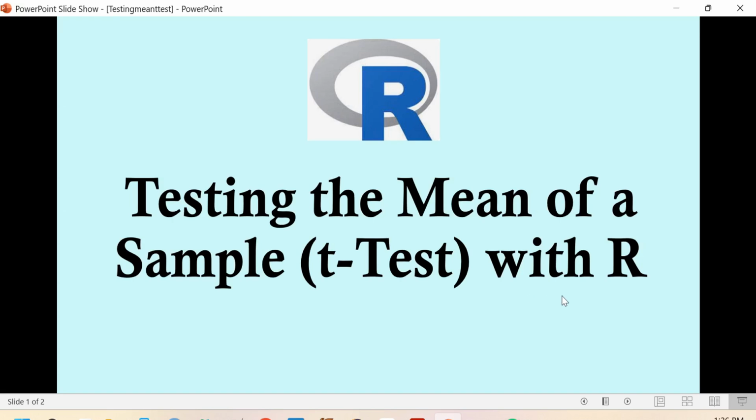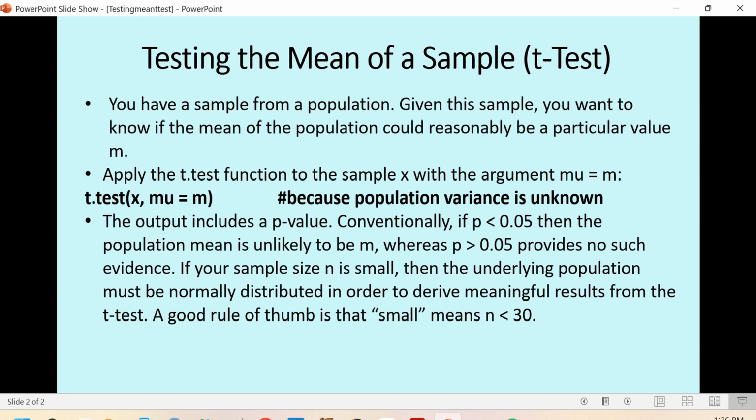Hello, in this video, we will talk about testing the mean of a sample using t.test with R. So you have a sample from the population, and the question is, from this sample, whether the population could reasonably have a mean value for a particular value m, for example.